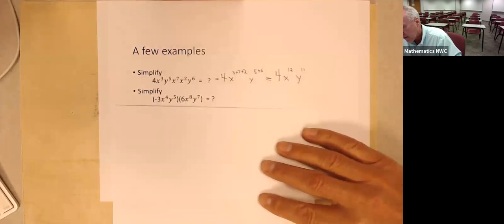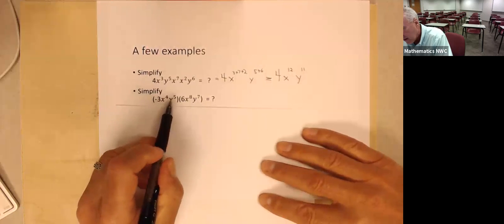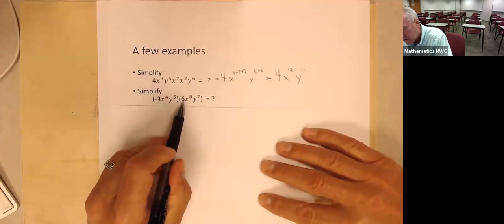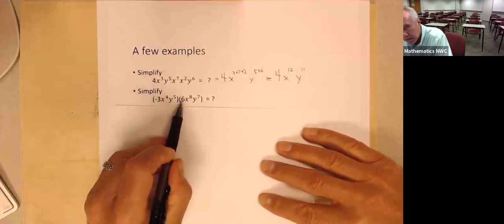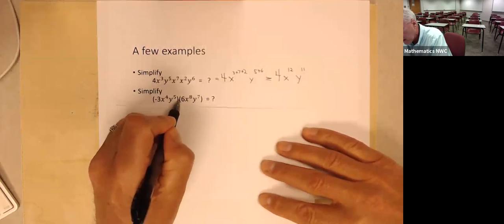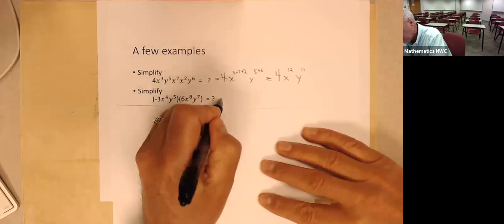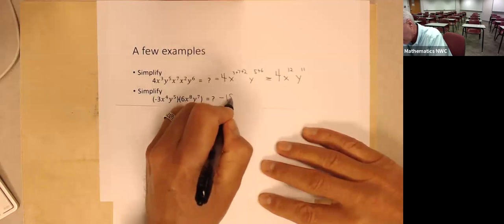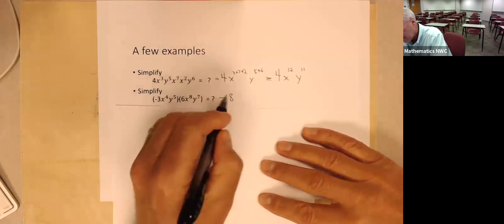This time, I have a coefficient of -3 and another coefficient of 6. Those two numbers, -3 and 6, are not exponents. They are just being multiplied. So -3 times 6 would simply be -18. Now I'm going to work with the exponents, x to the 4th times x to the 8th.